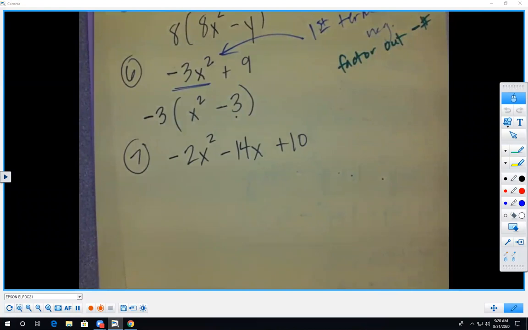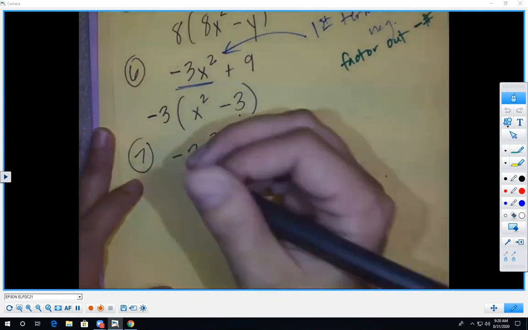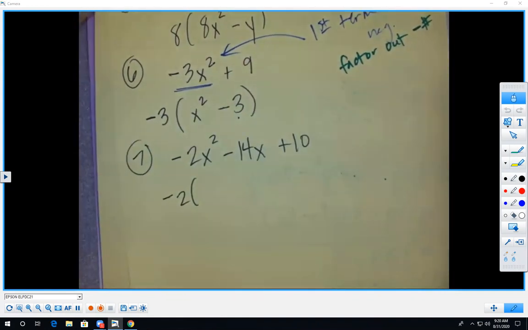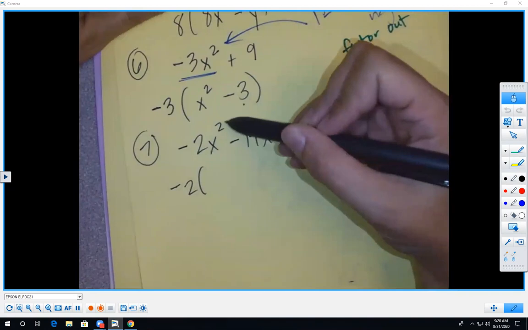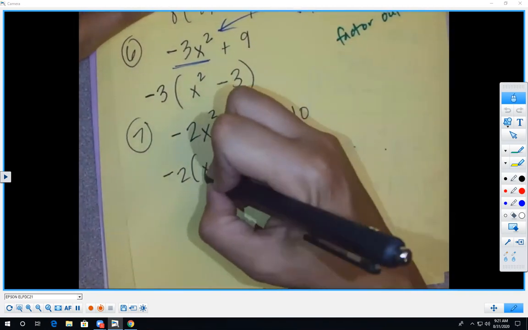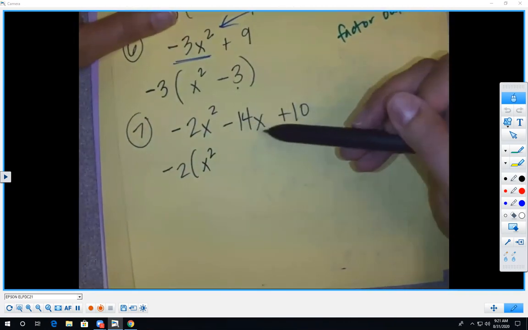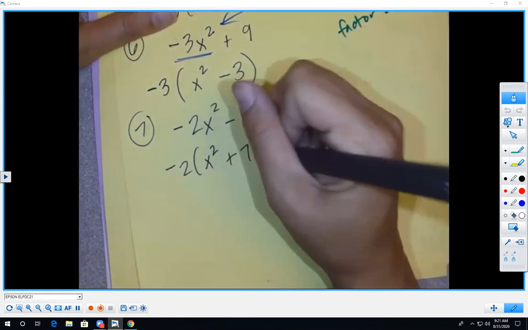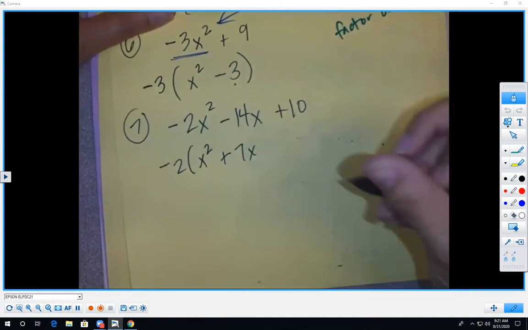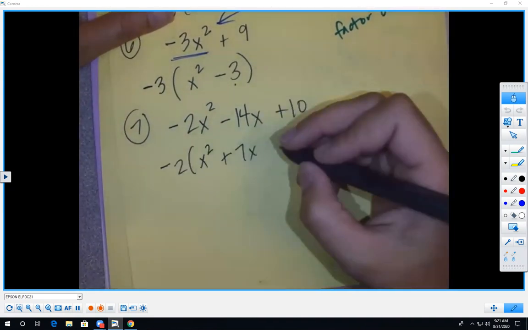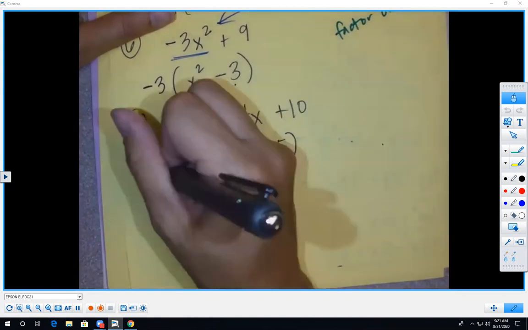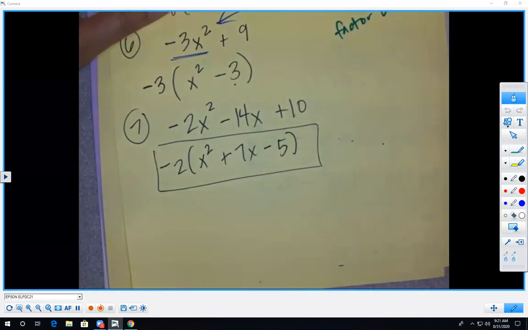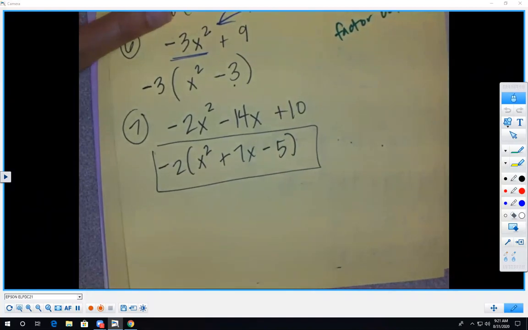Okay, so you're taking out your greatest common factor. What's your greatest common factor in this case? The GCF is 2. The first thing's negative, so I have to take out a -2. When I factor out a -2, -2x squared divided by -2 is just x squared. -14x divided by -2 is plus 7x. So we took out a negative. And then +10 divided by -2 is -5. And that's my answer.